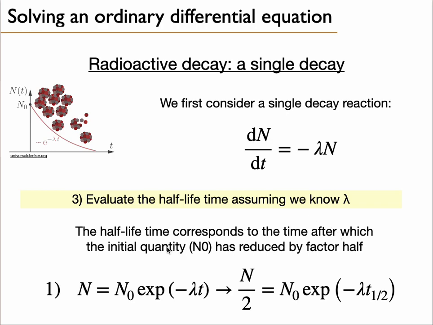So let's use our analytical expression. N is equal to N0 exponential minus lambda t. Now we set N to N0 divided by 2 because it has reduced by half. The time for which this happens is the half-time, the half-life time, t1/2. And now we want an expression for t1/2, so we can solve for t1/2.